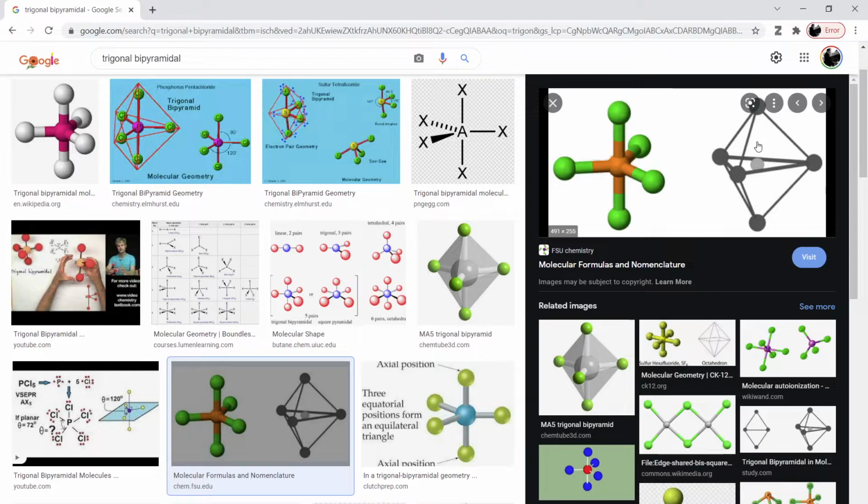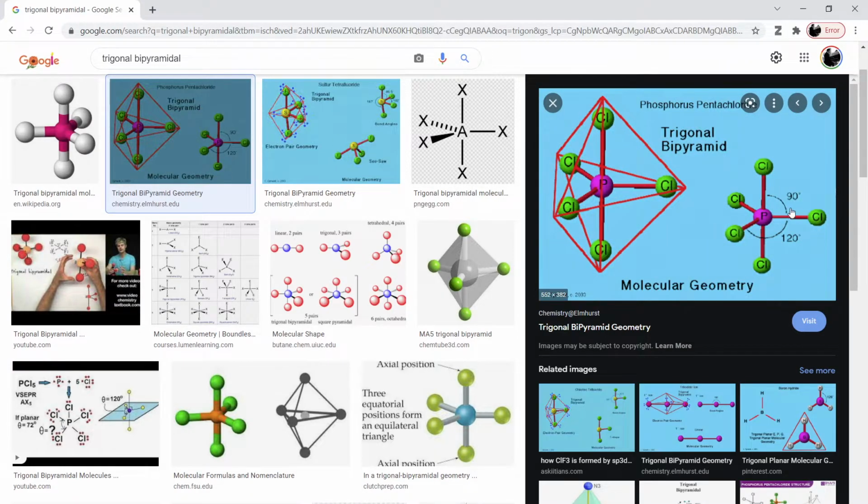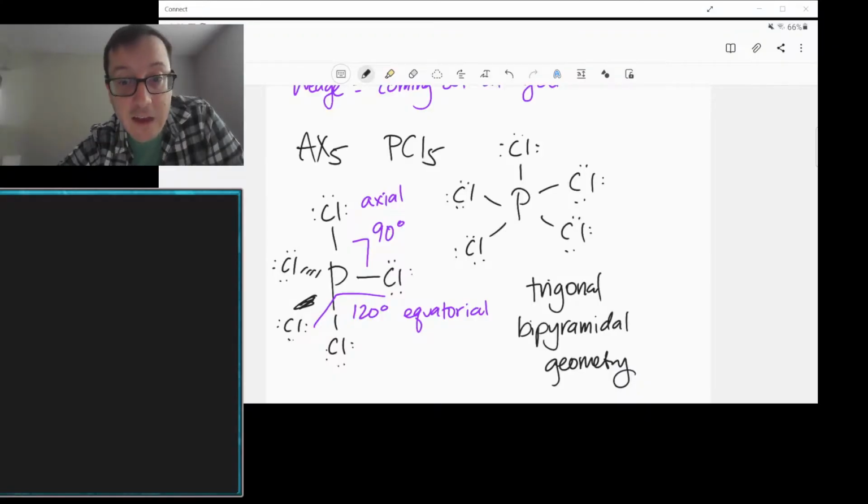So you've got a pyramid on top and a pyramid on bottom, and so that's where this name comes from. And again here the angles are 90 degrees between your axial and equatorial positions. And then between equatorials, you have 120 degrees. So that will be AX5.